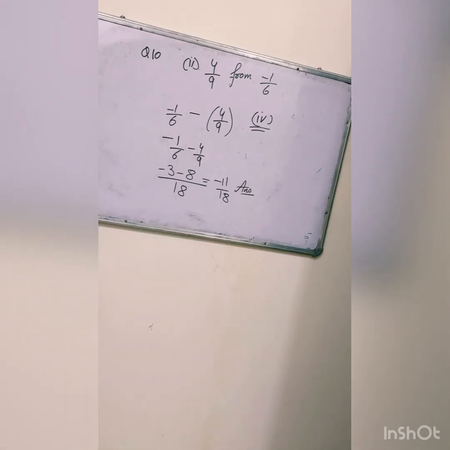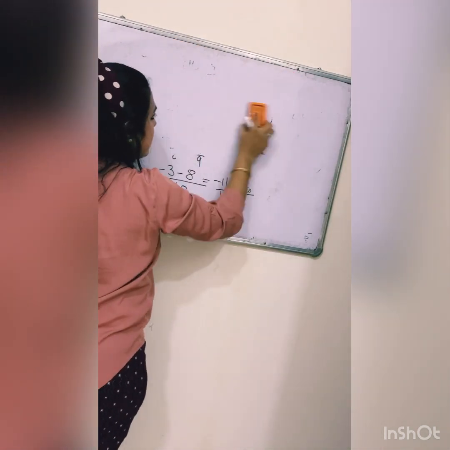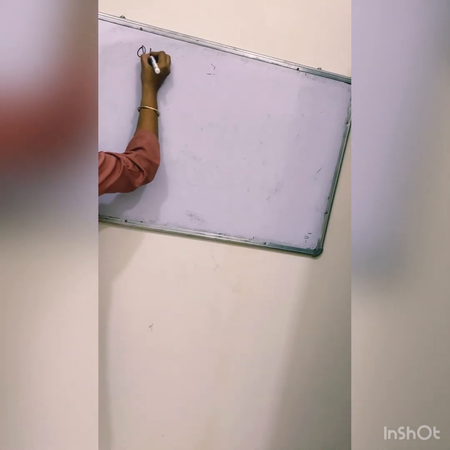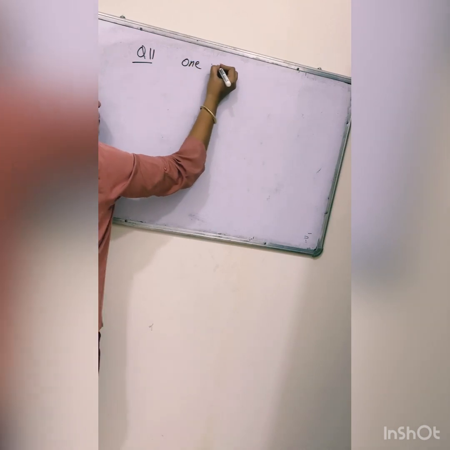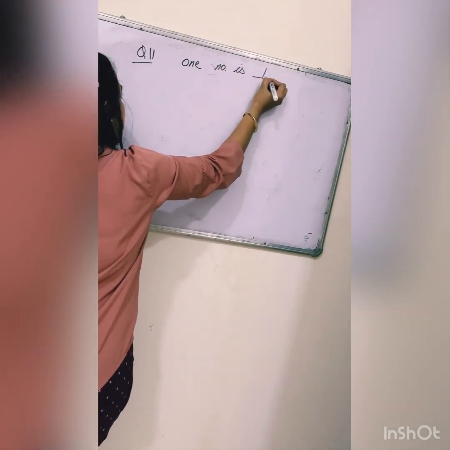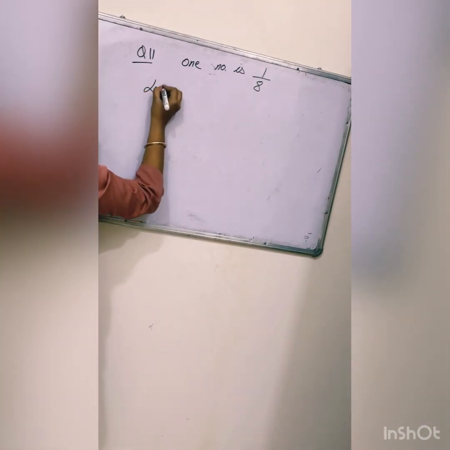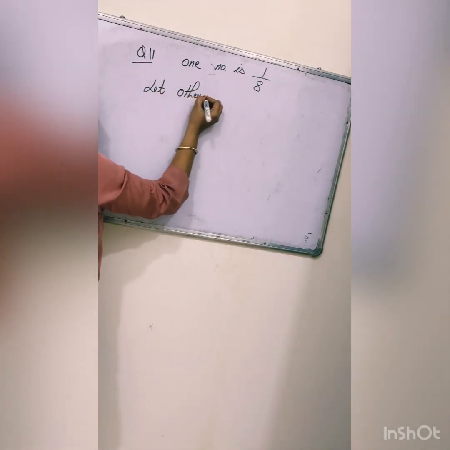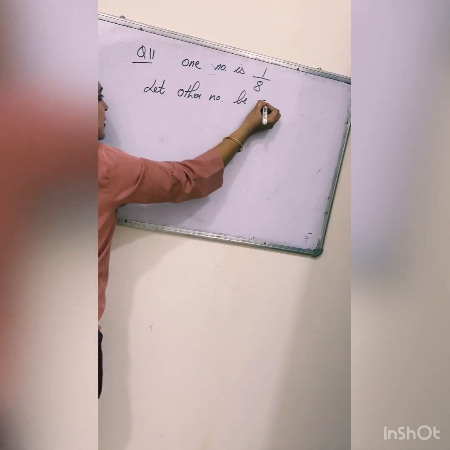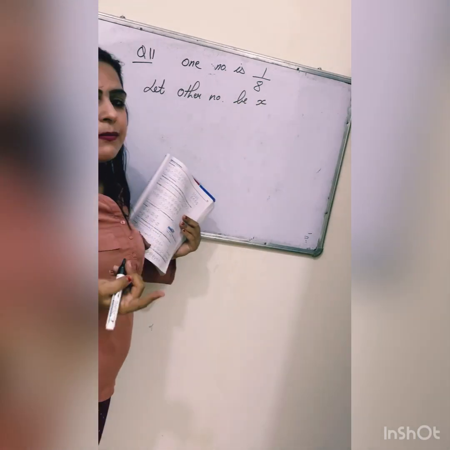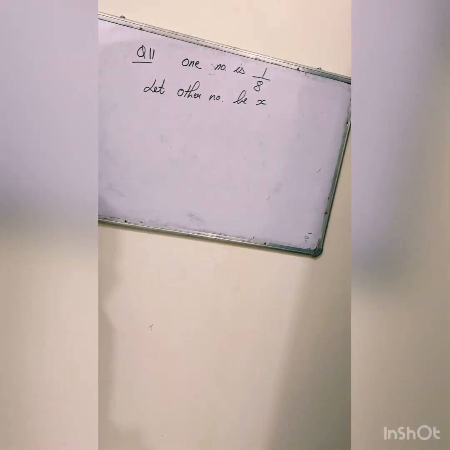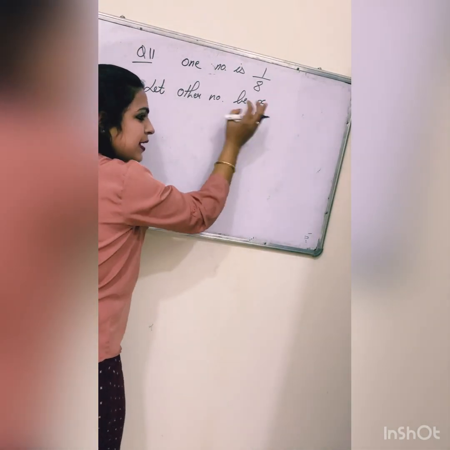coming to question number 11. Question number 11 is: the sum of two rational numbers is 5 by 18. If one of the numbers is 1 by 8, find the other. They are saying the sum of two rational numbers is 5 by 18, and one number is given as 1 by 8. We have two numbers, one number is given as 1 by 8, and we have to find the other number. So we assume let the other number be x.